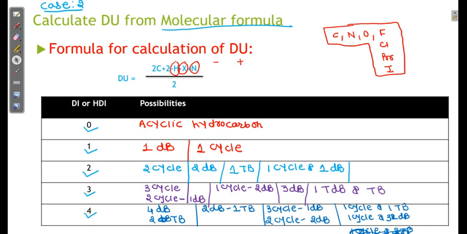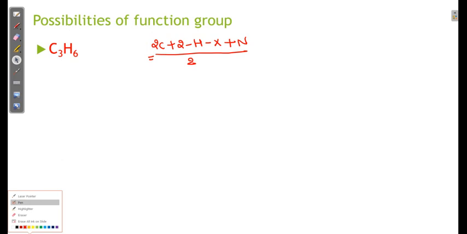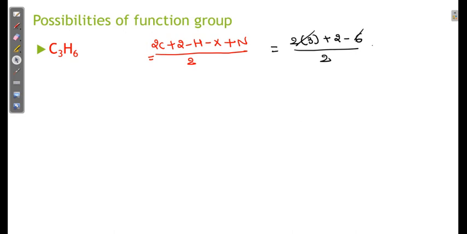Phosphorus, sulfur and silicon vary in the formation of bonds, so we are not applying it there. We are applying it for that much only, and we are not considering these in this formula. So 2C plus 2 minus H minus X plus N, divided by 2, we are applying this formula here. According to this formula, 2C means 2 into 3, the number of carbon is 3, plus 2, hydrogen is 6. There is no halogen, there is no nitrogen, divided by 2. So 2 by 2, DU is 1.